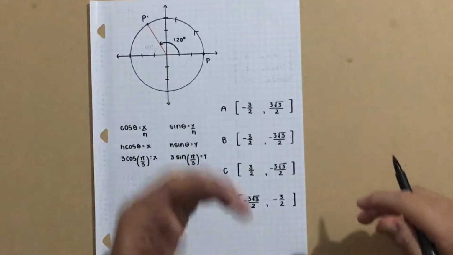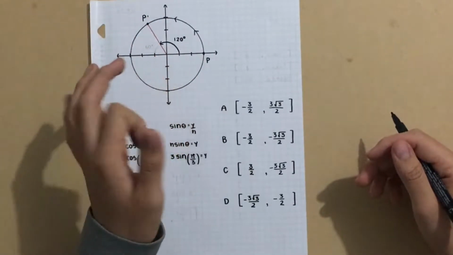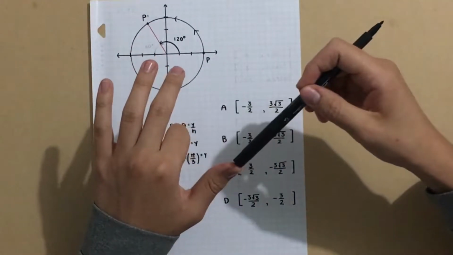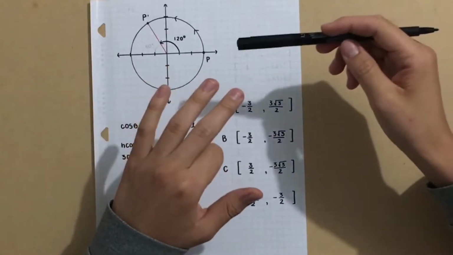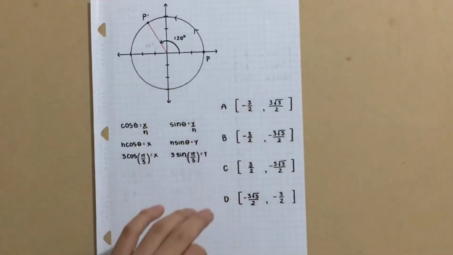Using the hand trick, cosine of pi over 3 is the square root of 1 over 2, and sine of pi over 3 is the square root of 3 over 2.